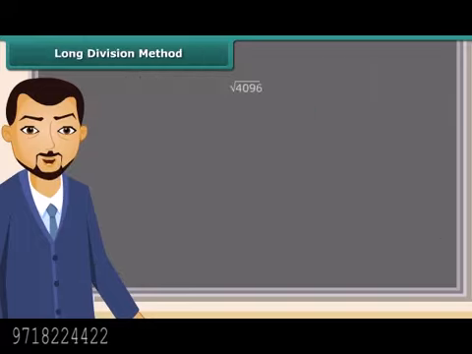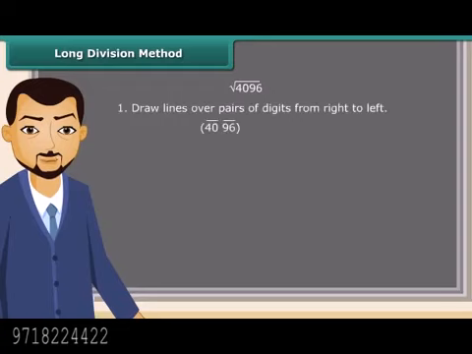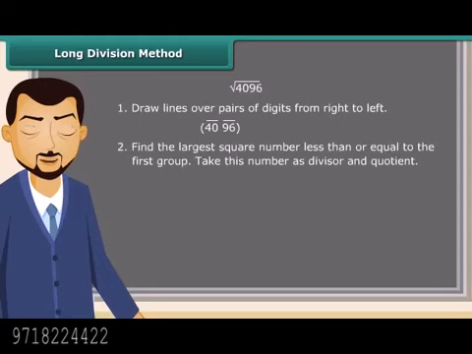For large numbers, the prime factorization method of finding square root becomes difficult. So, we use long division method. Let us look at the steps. First of all, draw lines over pairs of digits from right to left. Next, find the largest square number less than or equal to the first group.